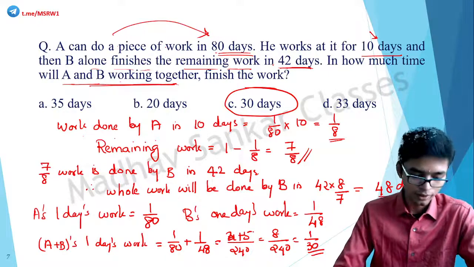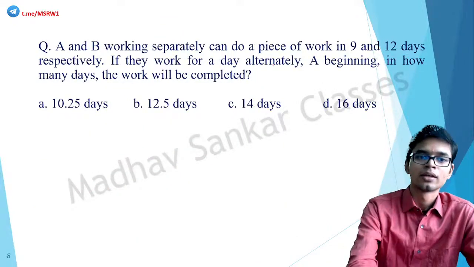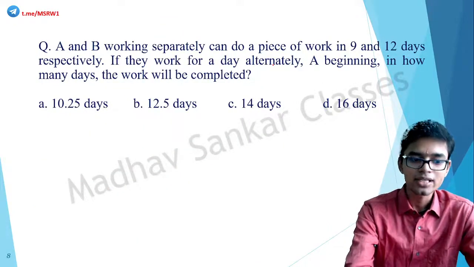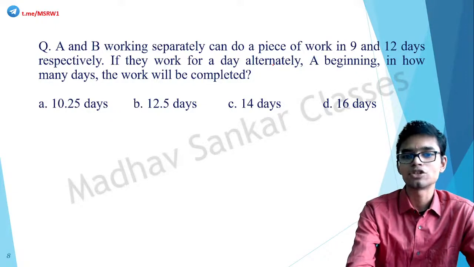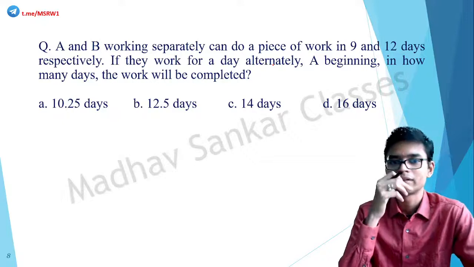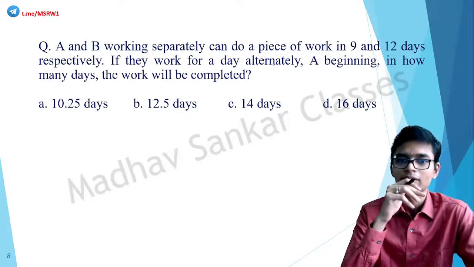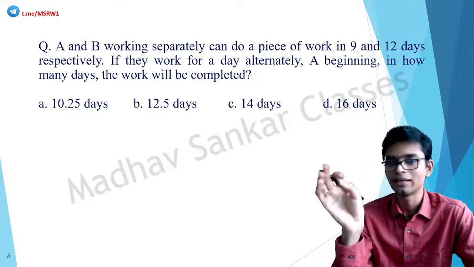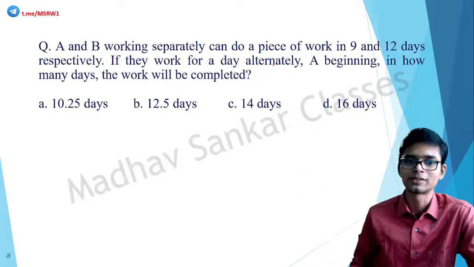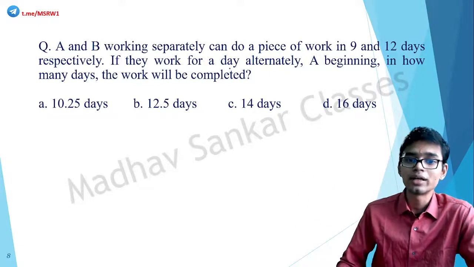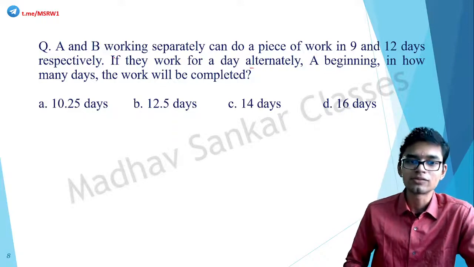Okay, I hope you understood that. Next question. A and B working separately can do a piece of work in 9 and 12 days respectively. They are not working together, they are working separately. So A can finish the work in 9 days and B can finish the work in 12 days. If they work for a day alternatively, A beginning, in how many days will the work be completed?